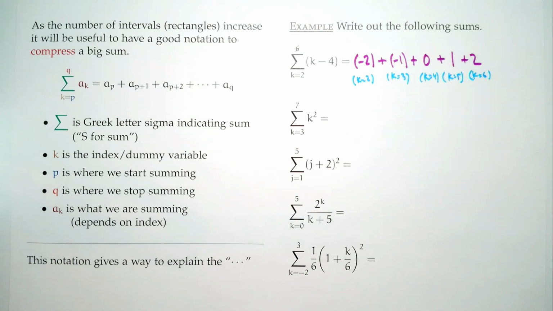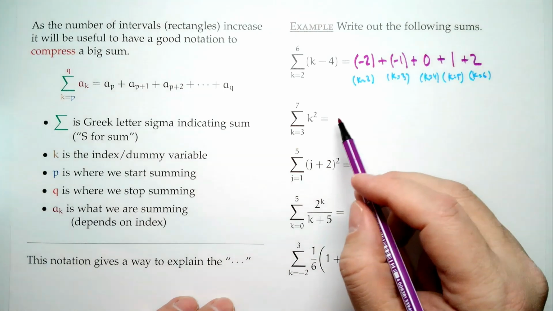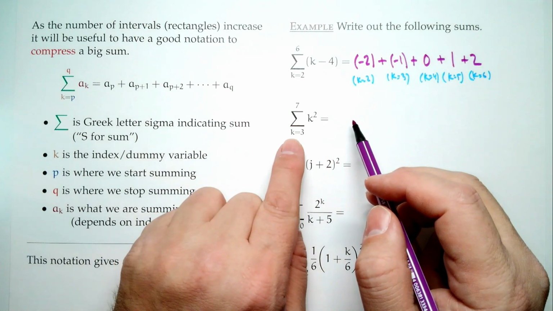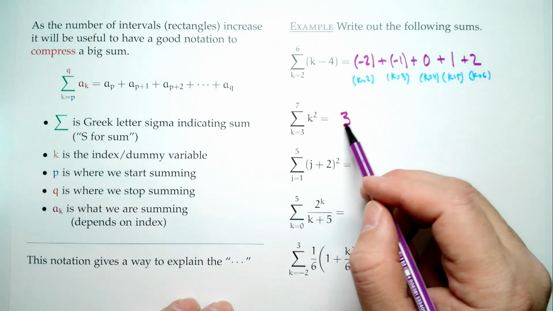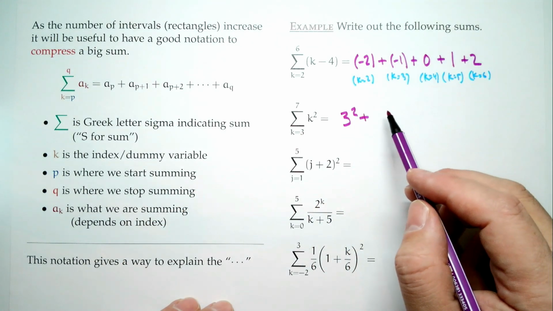Okay, how about the next term? Sum k equals 3 up to 7 of k squared. What does the first term look like? Well, the first term is 3, so the first term will look like 3 squared. What's the next term look like? 4 squared.